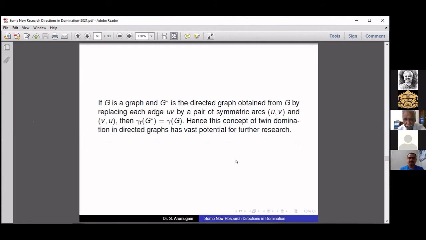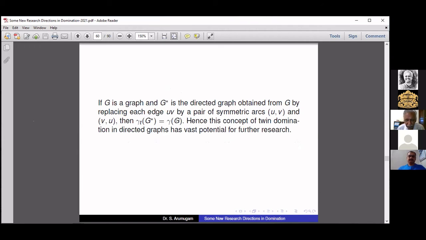The whole domination theory is a special case because of this situation. If G star is a directed graph obtained from G by replacing each edge UV by a pair of symmetric arcs UV and VU, then the twin domination number of G star is gamma of G. So the concept of twin domination has vast potential for research. It generalizes the whole domination theory.